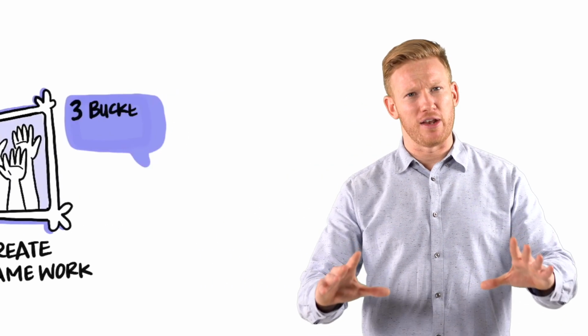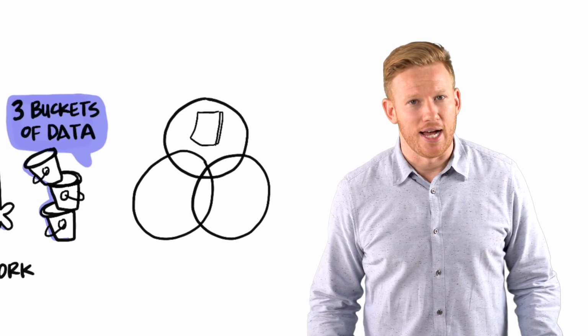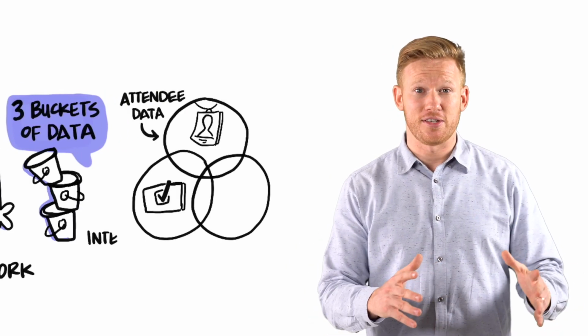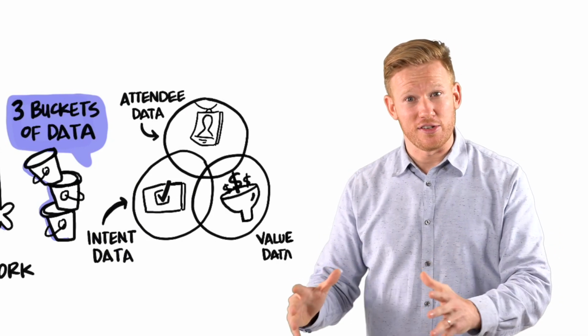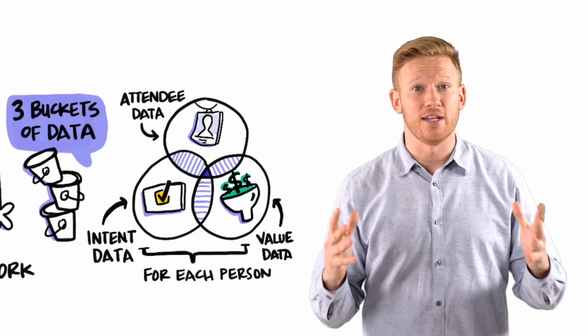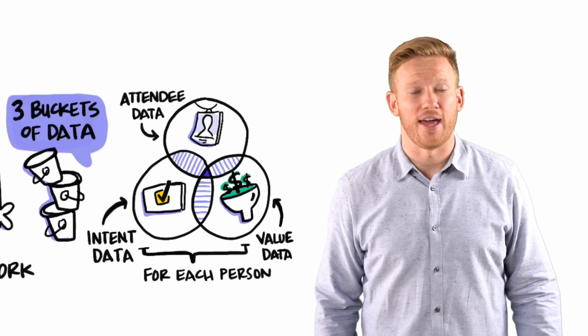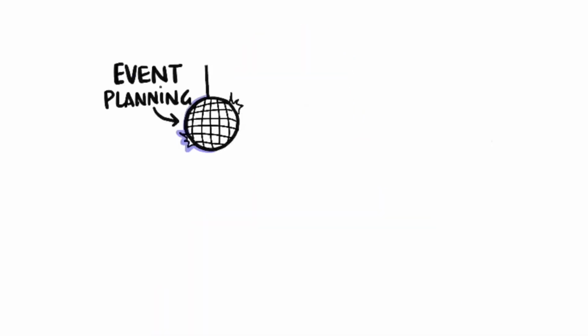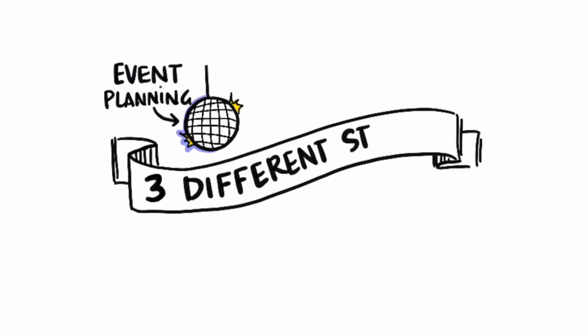And so let's take a quick step back and think about all the different types of information that you can collect about an attendee. There's really, if you think about it, 3 different buckets of data. There's attendee data, there's intent data, and there's value data. And you can kind of bucket all 3 of these for every single person that RSVPs or attends your event. So let's walk through each of these different types of data, but let's look at them at the stages at which we collect them. If you break up an event planning process, there's essentially 3 different stages.